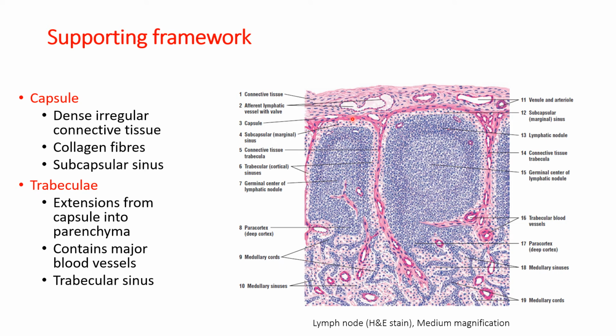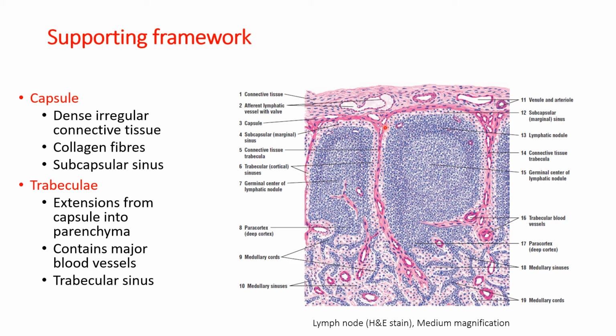The supporting framework of the lymph node. The capsule is the outermost covering of the lymph node, and it is made up of dense, irregular connective tissue. Now, in this capsule, you can see numerous collagen fibers along with the nuclei of the fibroblasts. These fibroblast cells had actually secreted this connective tissue capsule. You can also see the afferent lymphatic vessels within the capsule.